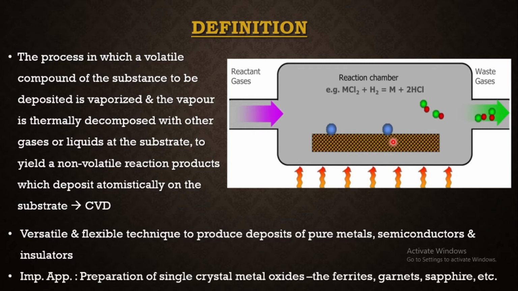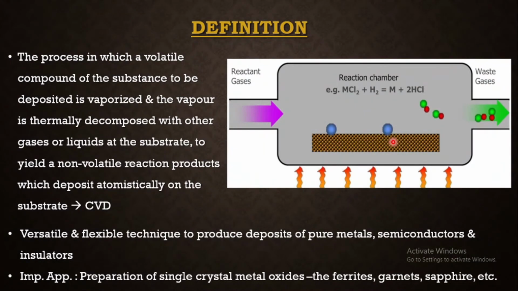A very important application of the CVD technique is in the preparation of single crystal metal oxides, notably ferrites, garnets, sapphire, magnesium oxide, etc. Preparation of single crystals is itself a challenge, and this process helps us in preparing single crystal metal oxides with special structures like ferrites, garnets, etc.